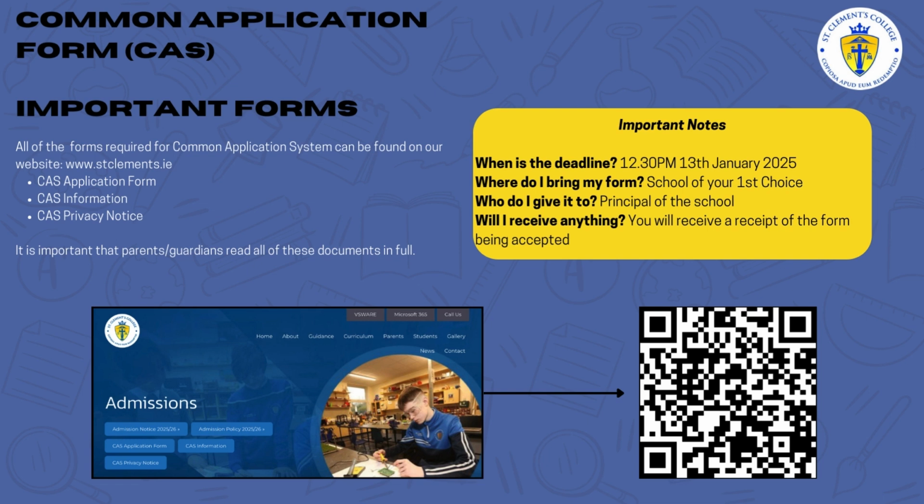So the important notes. When is the deadline? All application forms must be handed in by 12:30 on the 13th of January 2025. Where do you bring your form? To your school of your first choice. Who do I give it to? You give it to the principal of the school, and this will often be facilitated by the administrative staff or the receptionists within the school. Will you receive anything when you bring your form in? You should receive a receipt of the form being accepted. If you don't, it's important to contact the school directly to get this before the deadline.